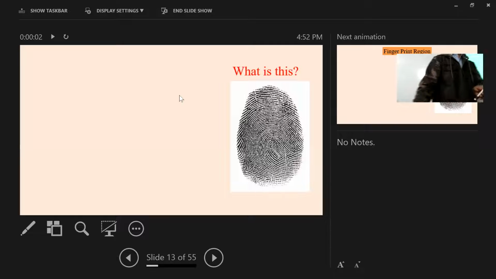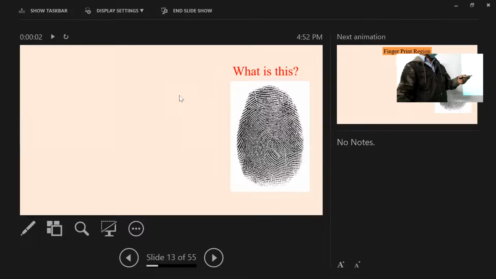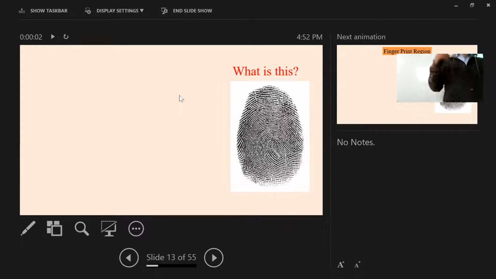And I have one question. You can see, what is this? Okay, that means this is a very simple identification for any individual human. So today we are going to learn how we can identify some molecule just like a fingerprint. That means that is infrared spectroscopy.